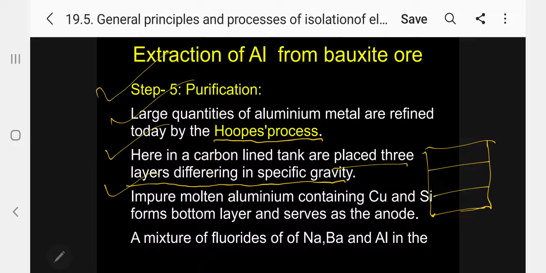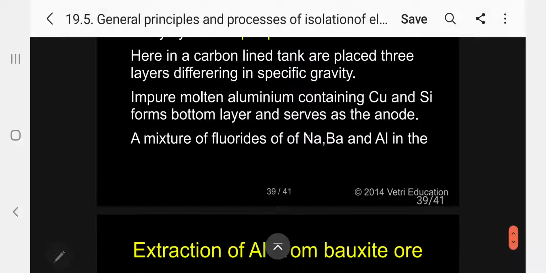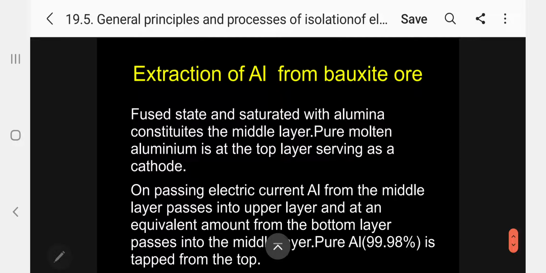Impure molten aluminium containing copper and silicon forms the bottom layer and serves as the anode. A mixture of fluorides of sodium, barium and aluminium in the fused state and saturated with aluminium constitutes the middle layer. Pure molten aluminium at the top serves as the cathode, where aluminium is getting deposited.